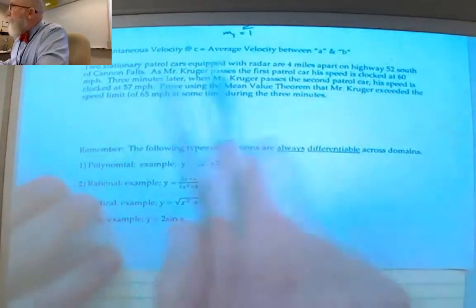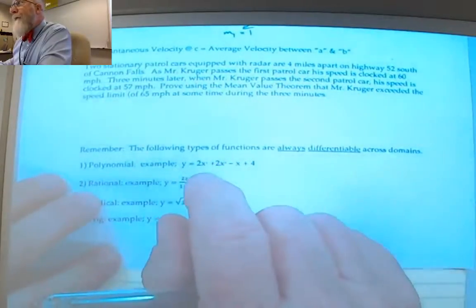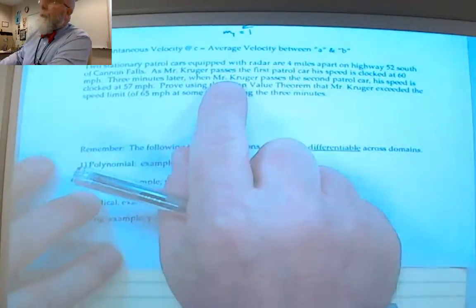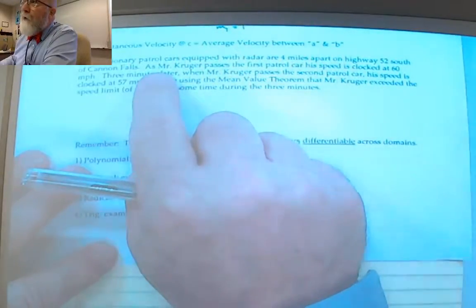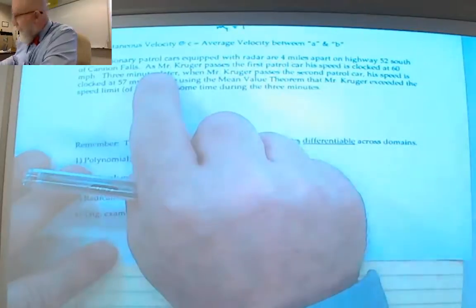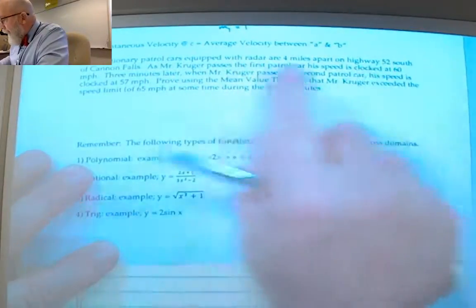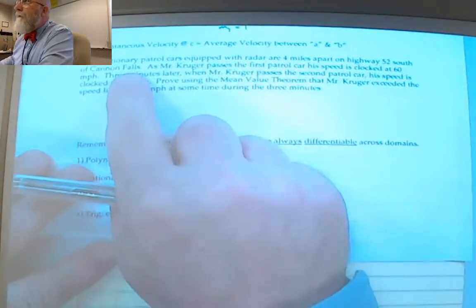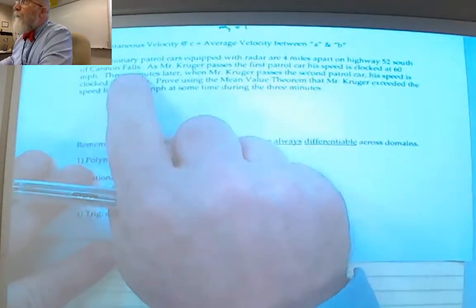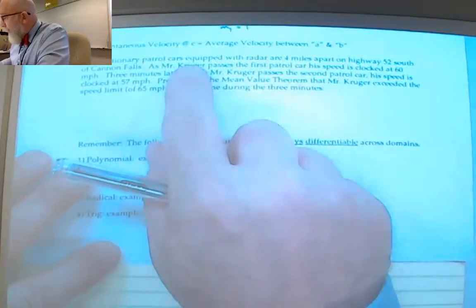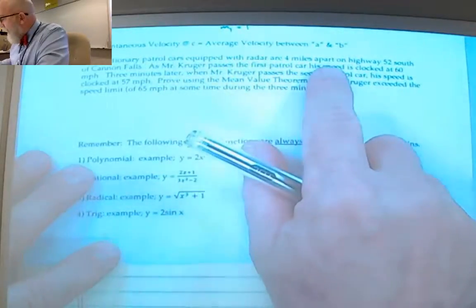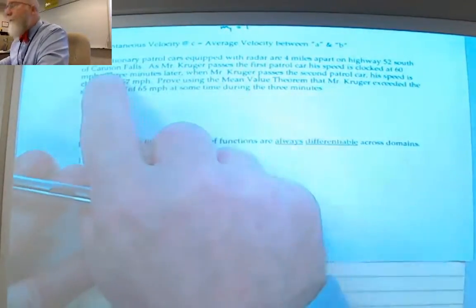So anyway, real world problem, dealing with math. So here's another instance, Cullen. If you drive on Highway 52, like I do quite often to Plainview, I go by a little town called Cannon Falls. You ever been to Rochester? Okay. Well, anyway, one of the most beautiful drives is between Cannon Falls and Zumbrota. Okay. So 2 stationary patrol cars equipped with radar are 4 miles apart on Highway 52 south of Cannon Falls.